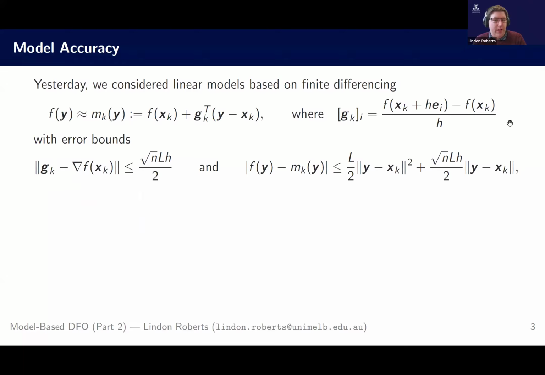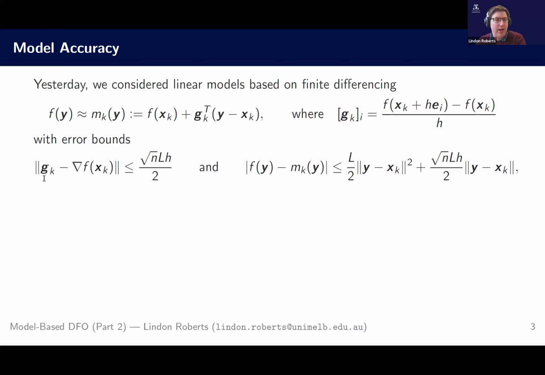To motivate the first aspect, which is model accuracy, I want to go back to what I mentioned yesterday, where we had linear models for our function that were constructed by finite differencing. For my given function f, I want to approximate it at iteration k by a linear function that's going to look like a linear Taylor series, but g is going to be calculated by approximating the gradient of f using finite differencing. And yesterday I mentioned that the error bounds we get from this look as follows.